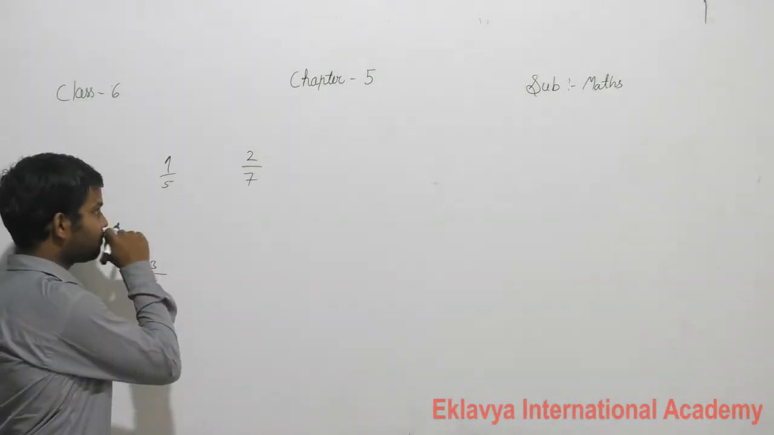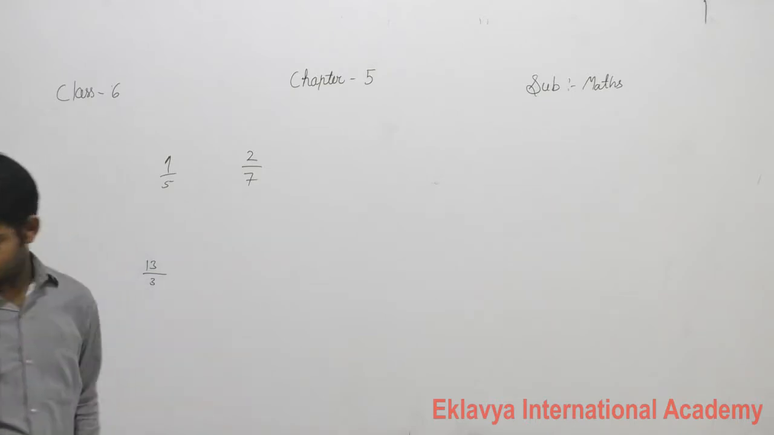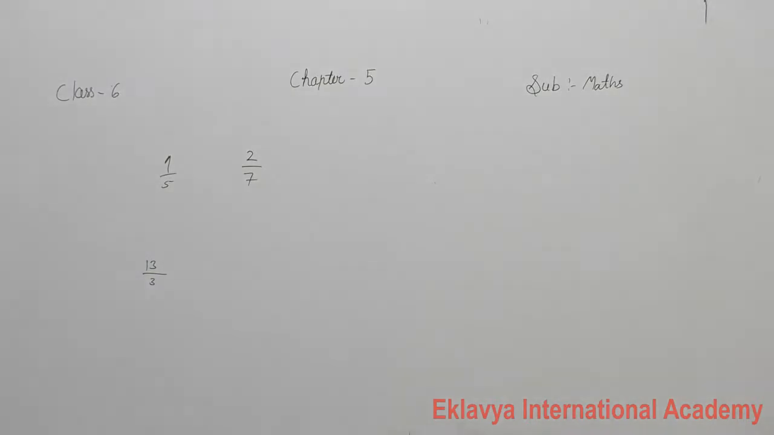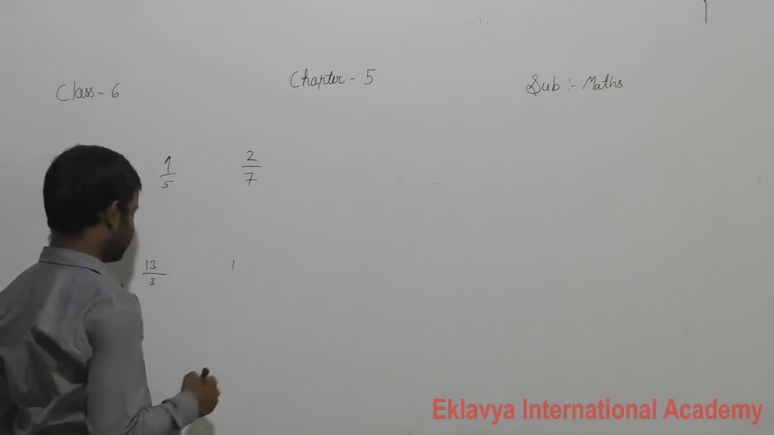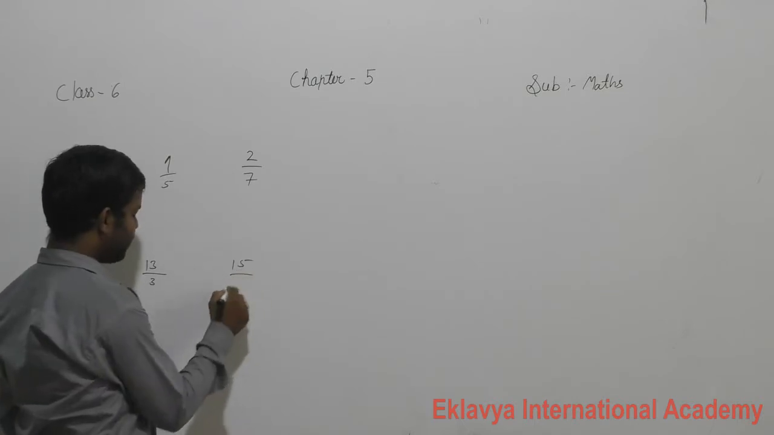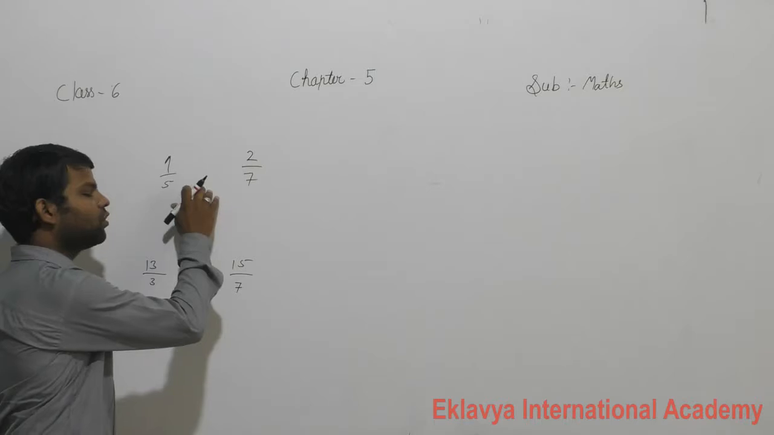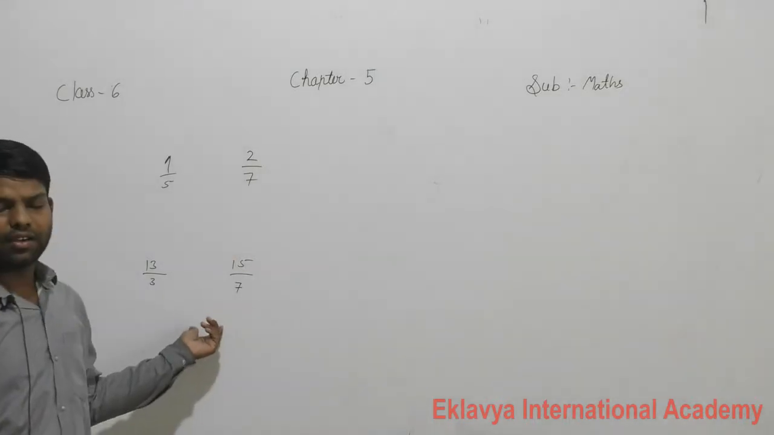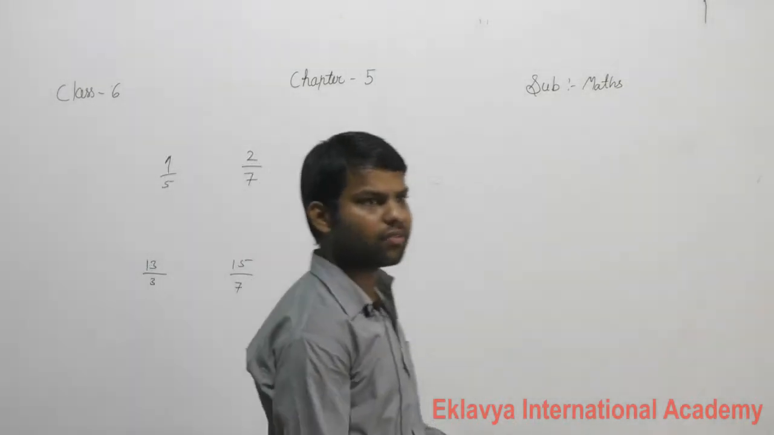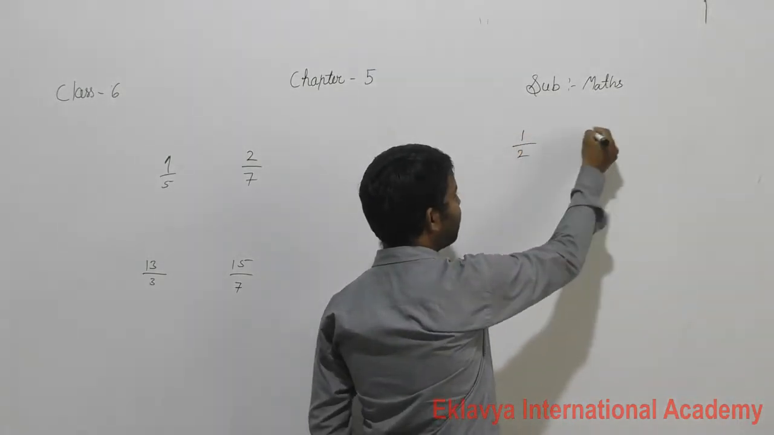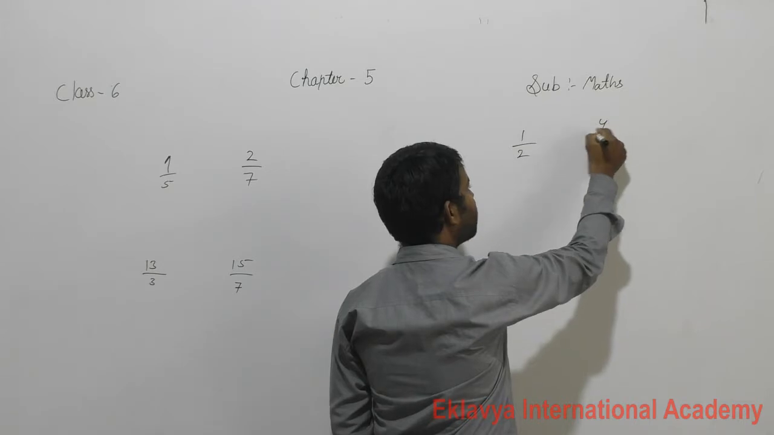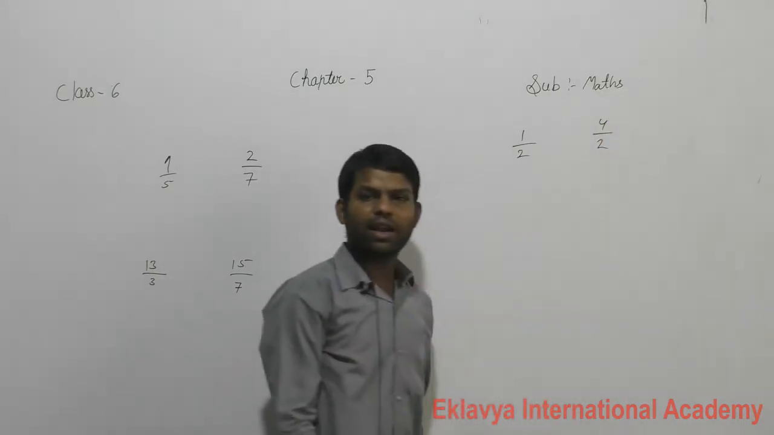3 and 15 upon 7, they are also unlike fractions. If we want to compare unlike fractions, and if we want to compare like fractions, 1 upon 2 and 4 upon 2, both are like fractions.